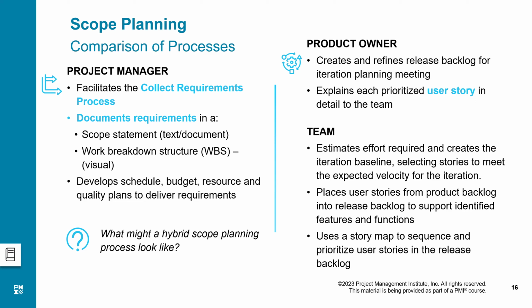Task board can serve as a kind of mini schedule for you, because we have only a couple of activities to do in one iteration. So we don't need to create a very complex system of schedule, right? So place user story in the product backlog, and then use a story map to sequence and prioritize user stories in the release backlog. And that's how things will happen in Agile.